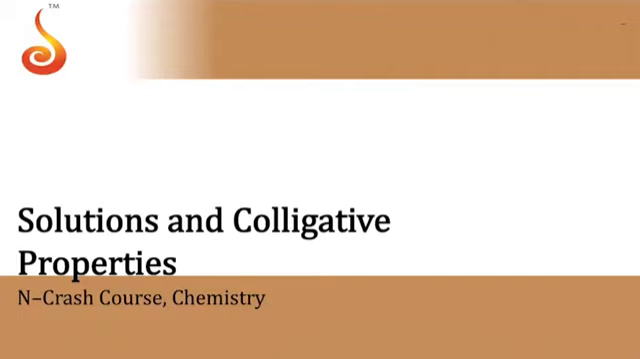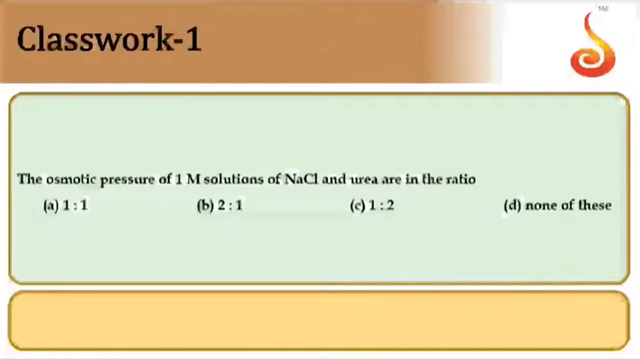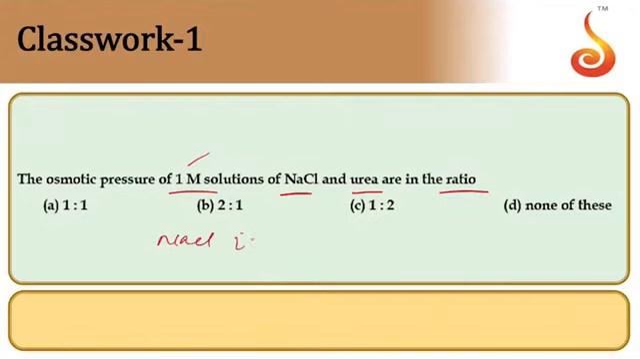Today we will discuss questions from solutions and colligative properties. Now the first question, the osmotic pressure of 1 molar NaCl solution and urea will be in the ratio. So both are having same concentration, therefore it depends upon Van 't Hoff factor. For NaCl, Van 't Hoff factor i is equal to 2. For urea, the Van 't Hoff factor i is equal to 1. Therefore, NaCl will have higher osmotic pressure. So let us see the option. They are comparing NaCl to urea. So NaCl must have more value. It is 2:1. So answer B.